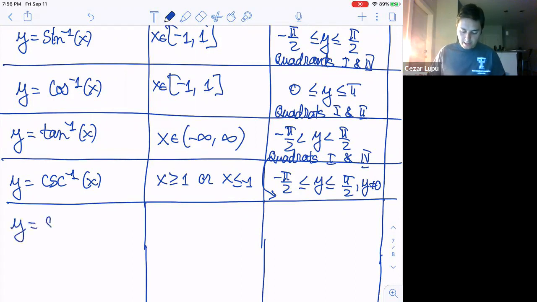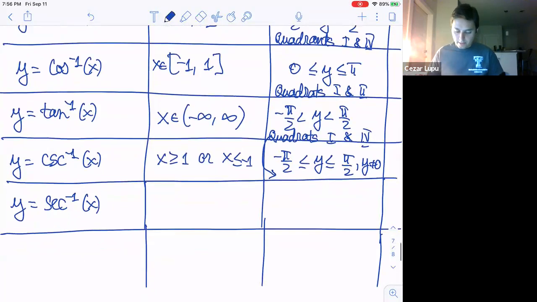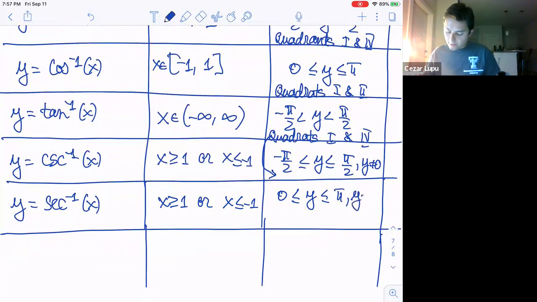And now let's see another one. y equals secant inverse of x. Well, again, x is greater or equal than 1, or x is less or equal than negative 1. And now we have quadrants 1 and 2. So y will be between 0 and pi. And it will avoid this value, pi over 2. So this will be quadrants 1 and 2.